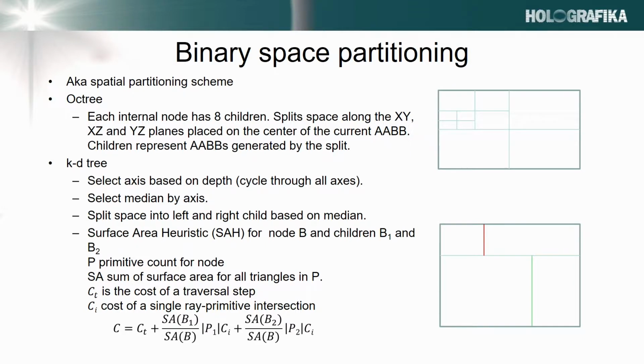This is an important heuristic that we can use to find the median, which is called surface area heuristic. We calculate the surface area for all triangles, and then we split so that we have an equal surface area, or as close to equal as possible surface area for both children.